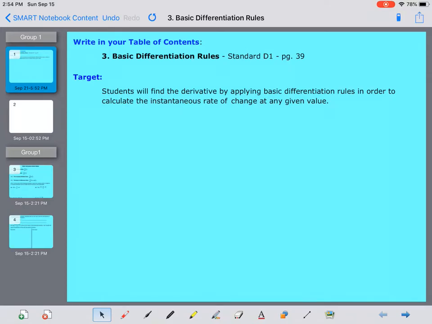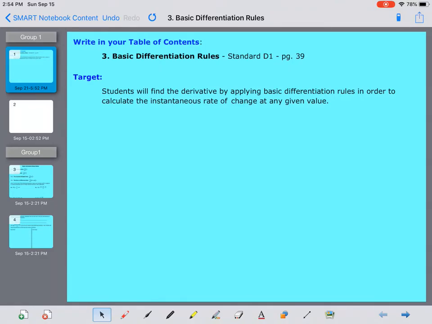So in your table of contents, we're talking about the basic differentiation rules. This is standard D1. This is page 39 of your journal. So the target is students will find the derivative by applying basic differentiation rules in order to calculate the instantaneous rate of change at any given value. Remember that the purpose of a derivative is to find that idea of the instantaneous rate, that unique slope formula belonging to that function.